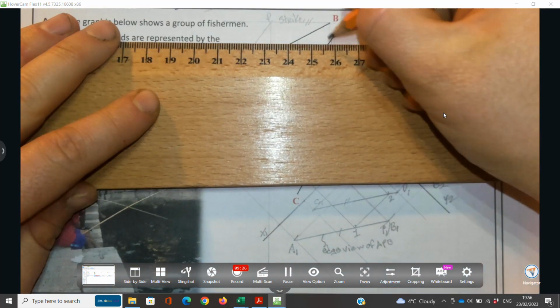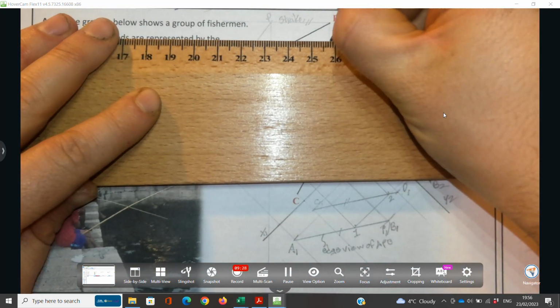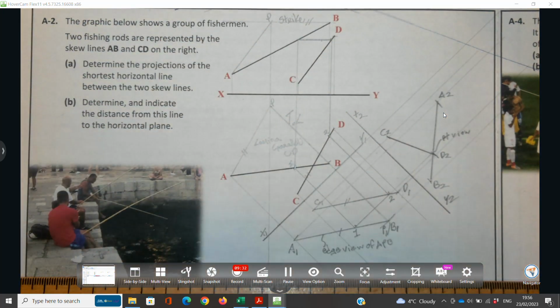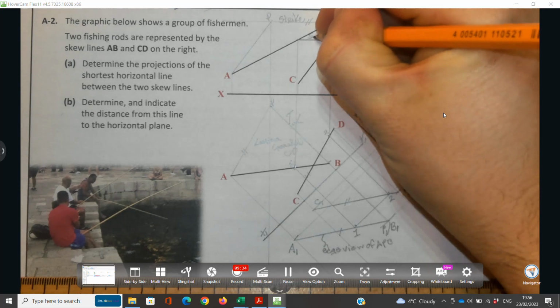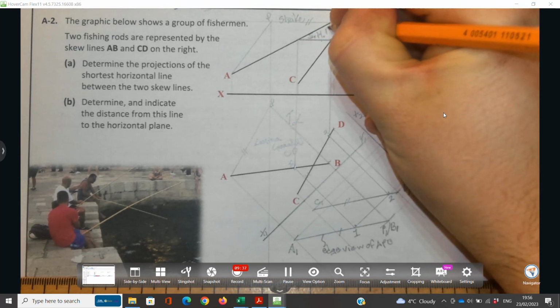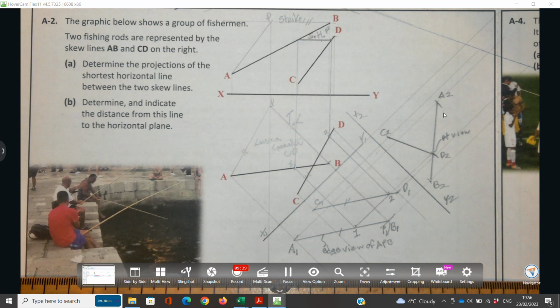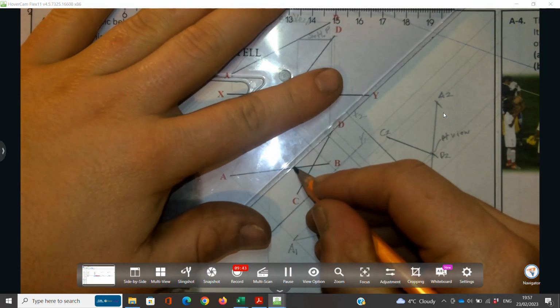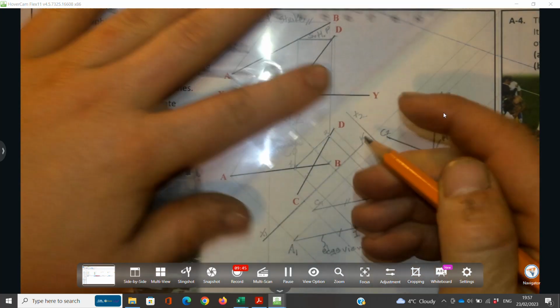Now I'm going to join them together, and there's the shortest horizontal distance in elevation. This is the true length of the shortest horizontal distance here in plan.